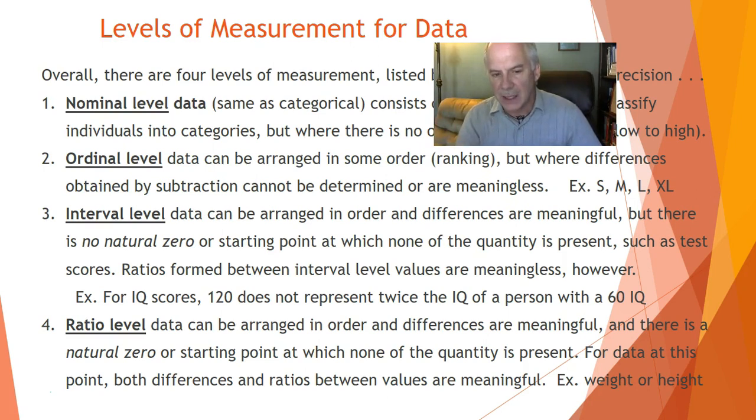Now, ratio level data can be arranged in order, so there's an order to them, just like ordinal. The differences are meaningful, just like interval data. There's a scale, so you can do differences. And there is a natural zero or starting point at which none of the quantity is present. So for data at this point, differences as well as ratios between values are meaningful.